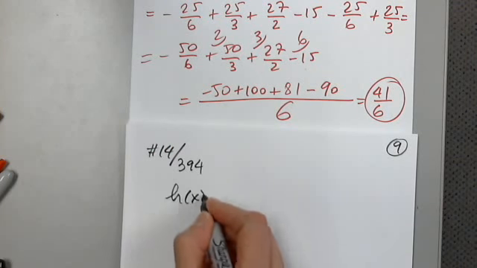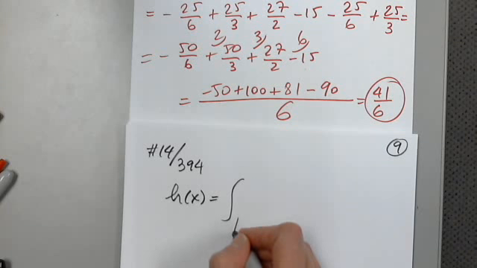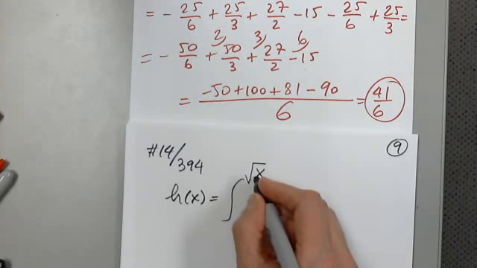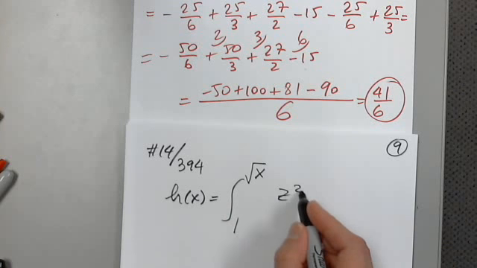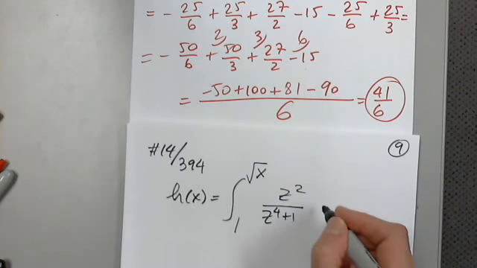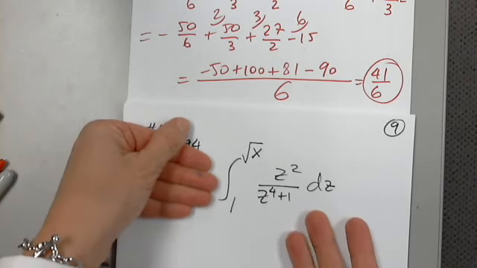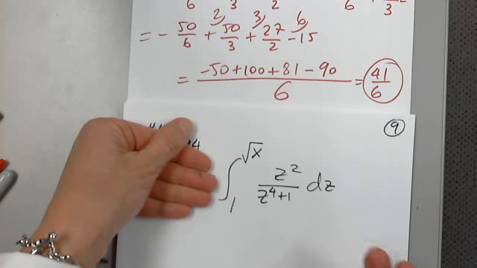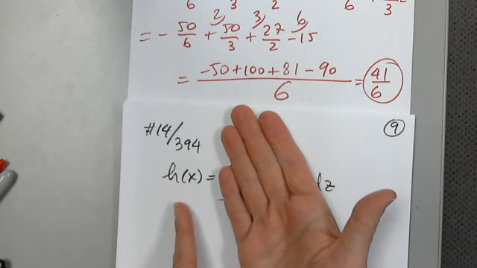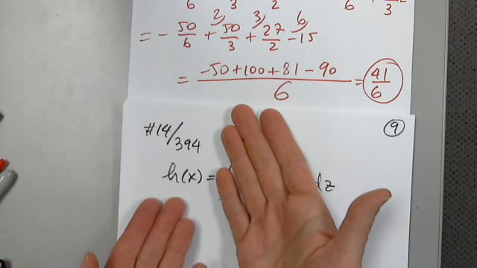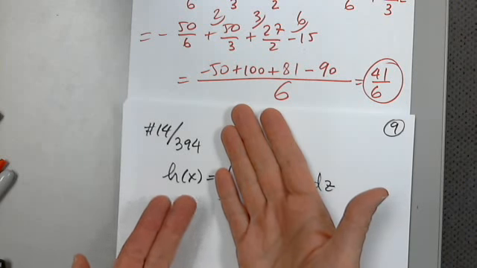We're given a function h of x, which is the integral from 1 to the square root of x, and this is z squared over z to the 4th plus 1 dz. No one can ask us to evaluate something like this. This is a function given in the form of an integral. The only thing I can be asked to determine here is h prime.